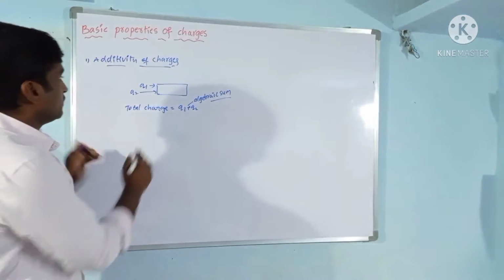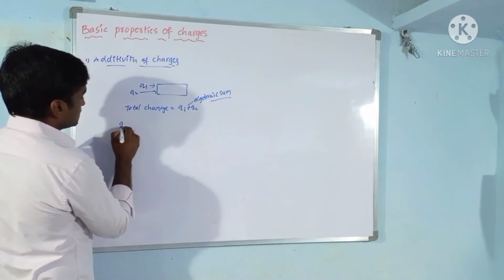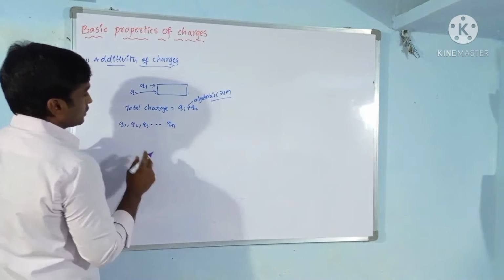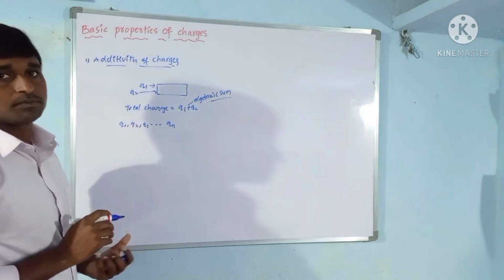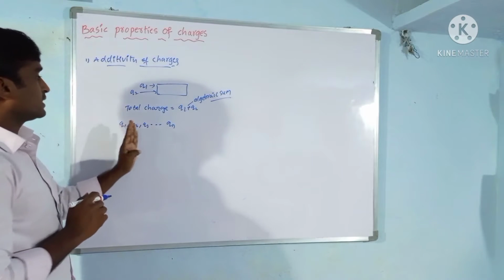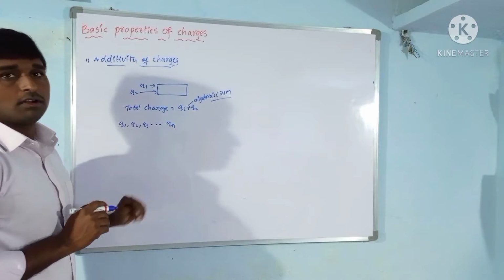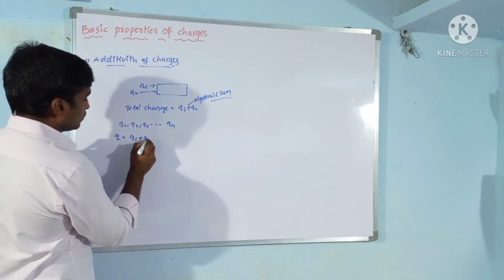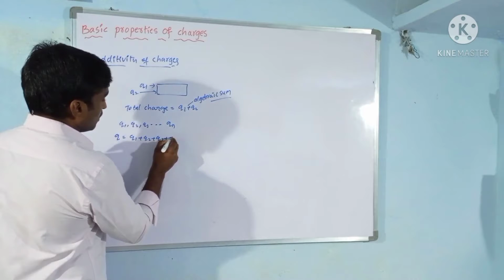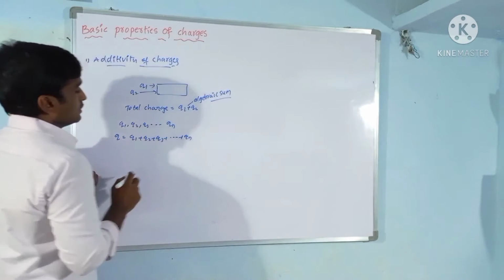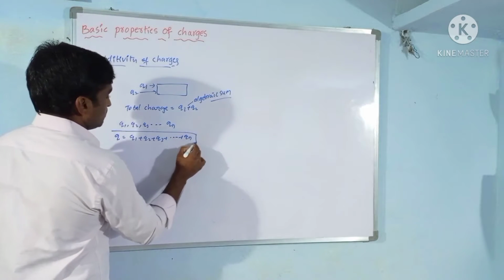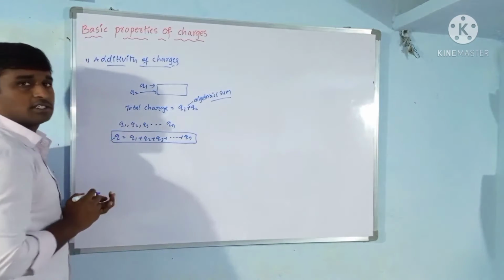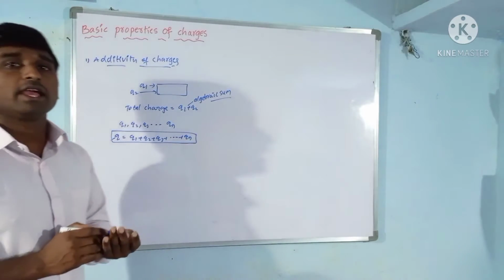Suppose the system contains n number of charges, q1, q2, q3, up to qn. Then the total charge of the system is the algebraic sum of all these charges. That means q is equal to q1 plus q2 plus q3 up to plus qn. So the algebraic sum of all the charges gives the total charge. Charges can be added.